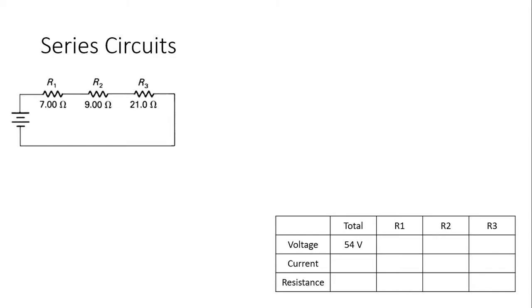Let's look at series circuits. What do we know about series circuits? We know that the sum of the resistances, RT, is equal to R1 plus R2 plus R3, however many resistors. Here we have 3. So in order to find the total resistance for this circuit, let me fill in my values first. I've got 7 ohms, 9 ohms, 21 ohms. So to find this value, 7 plus 9 plus 21 should give you 37 ohms.